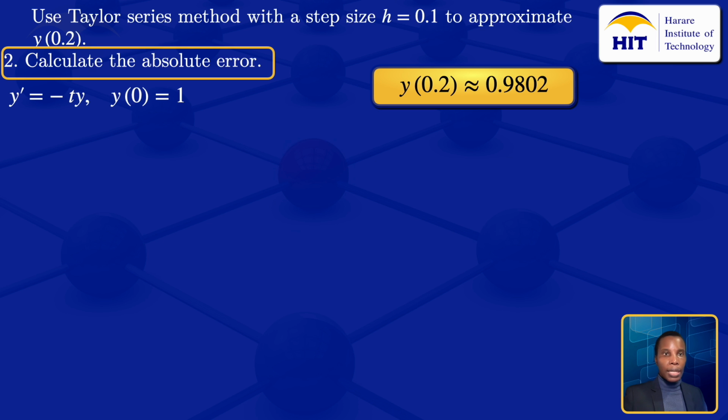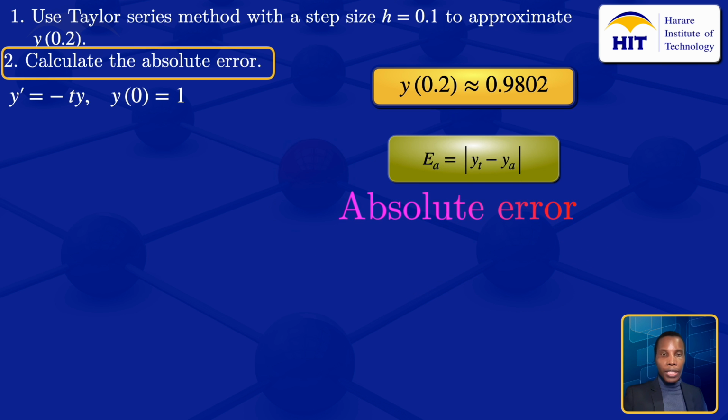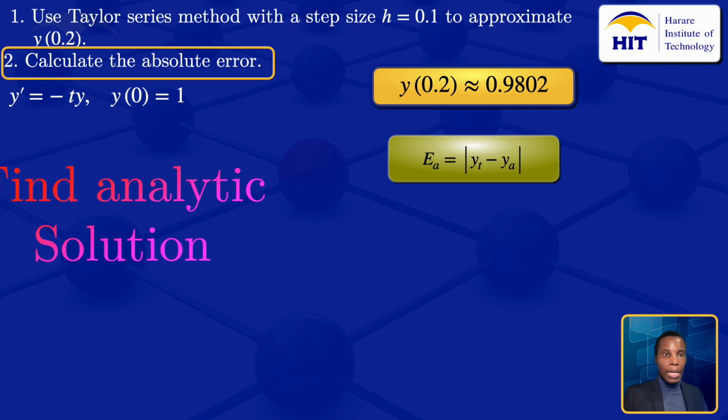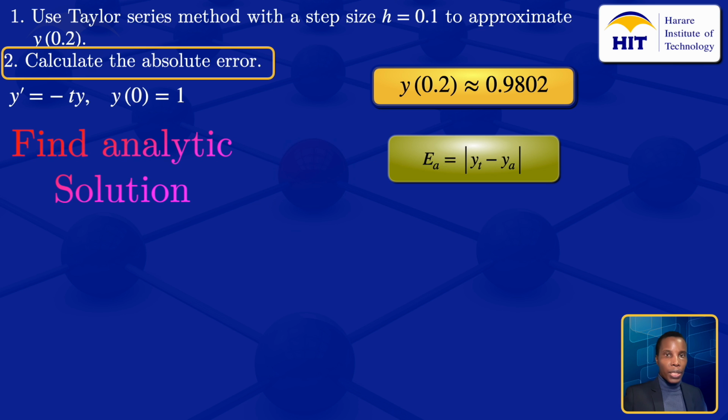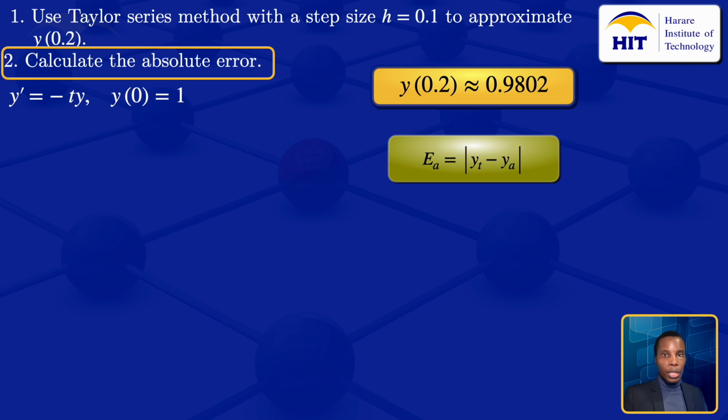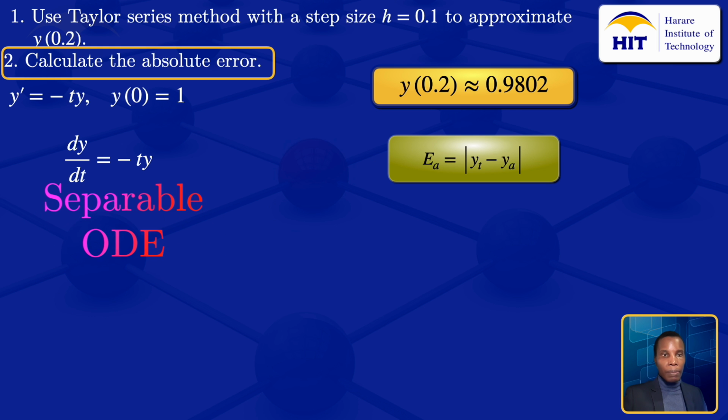So we now go on and calculate the absolute error. For the absolute error, if you still recall, we said it is the absolute value of the difference between the true value and the approximate value. But for us to get the true value, we need to find the analytic solution of this differential equation. So I will write the differential equation in full there. That's the derivative of y with respect to t, which is equal to minus t times y. We see that this is a separable differential equation. Put the variables y on one side, variables t on the other side, then go on and integrate.